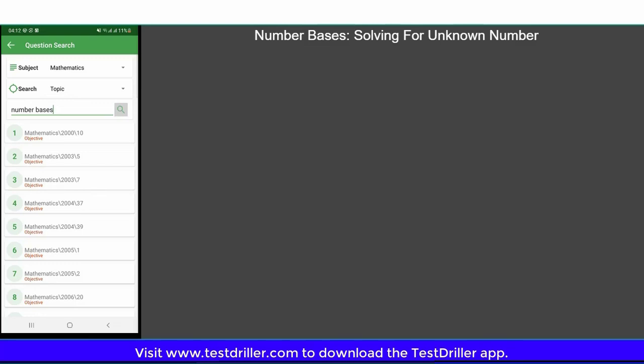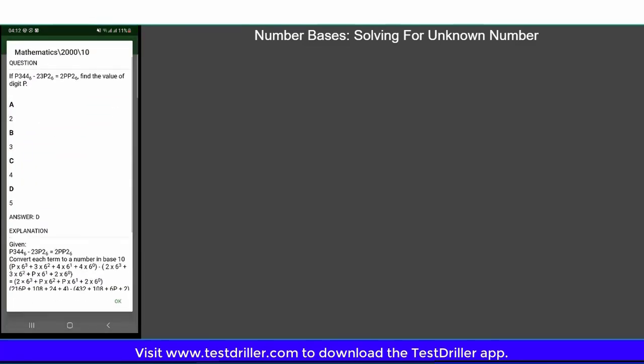I'm going to talk about an example from UTME, question 10 of the year 2000. So let's take a look at the question. We have P344 in base 6 minus 23P2 in base 6 equals 2P2 in base 6. The question is, we should find the value of P. So P is not the base this time. P is part of the digits of the number. So how do we solve for this kind of situation?